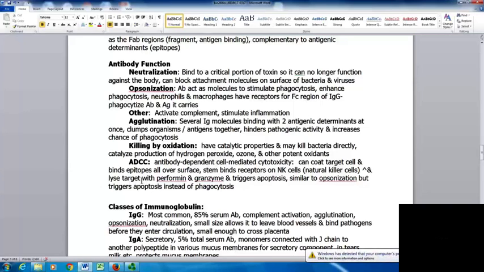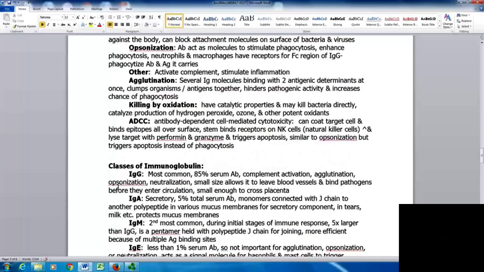Other things it can do are activate complement and stimulate inflammation. During agglutination, you'll have several immunoglobulin molecules that will bind with two antigenic determinants at once. This clumps the organism and the antigens together, and it hinders pathogenic activity and increases the chance of killing by phagocytes. With killing by oxidation, you can have catalytic properties, and that may kill bacteria directly. It can catalyze the production of hydrogen peroxide, ozone, and other potent oxidants.